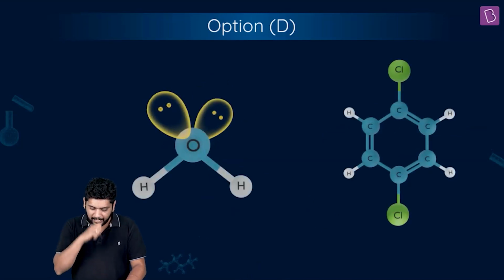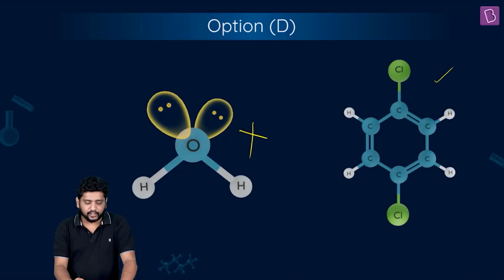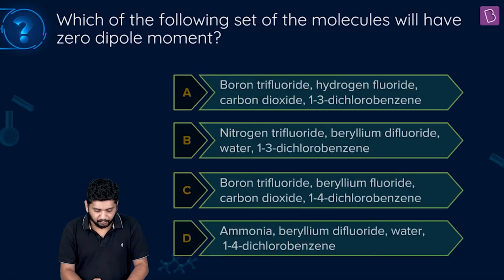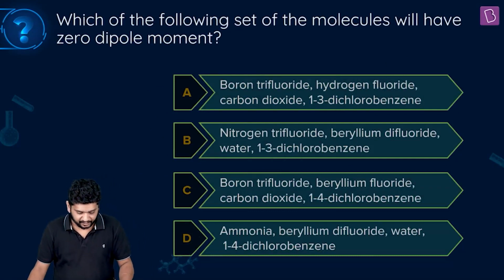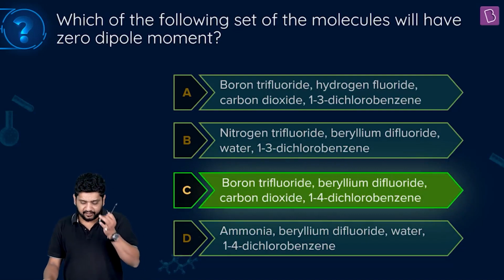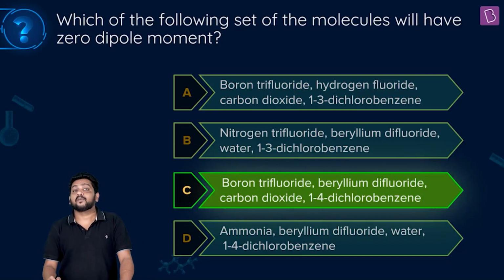Of course, BeF2, H2O is obviously polar and this is non-polar, but yeah, we wanted all the options to be 0, right? So in this question, which set of molecules will have 0 dipole moment is what was asked, right? So which was our option? Our option was of course option C: BF3, BeCl2, CO2 and 1,4-dichlorobenzene, option C.